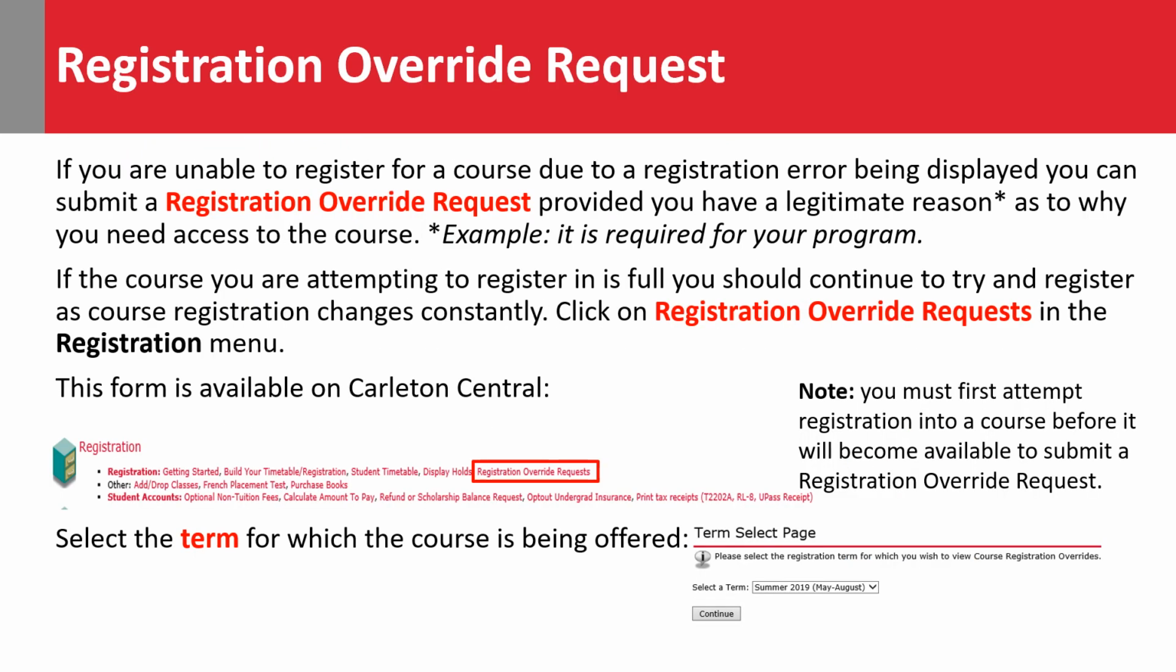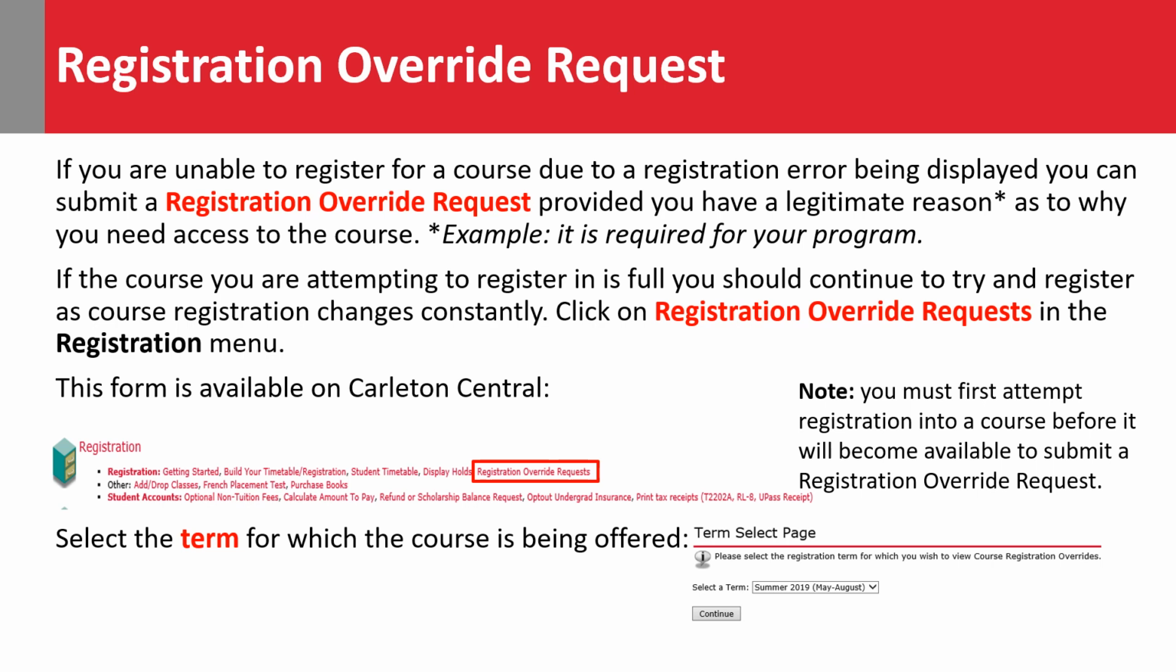If you are unable to register for a course due to a registration error, you may be eligible to submit a registration override request. You must have a legitimate reason as to why you need to access this course. If the course you are trying to register for is full, please do not submit an override request, but rather continue to monitor Carleton Central to see if a spot becomes available. Many students do make changes to their timetable, so it is possible that a spot will become available.